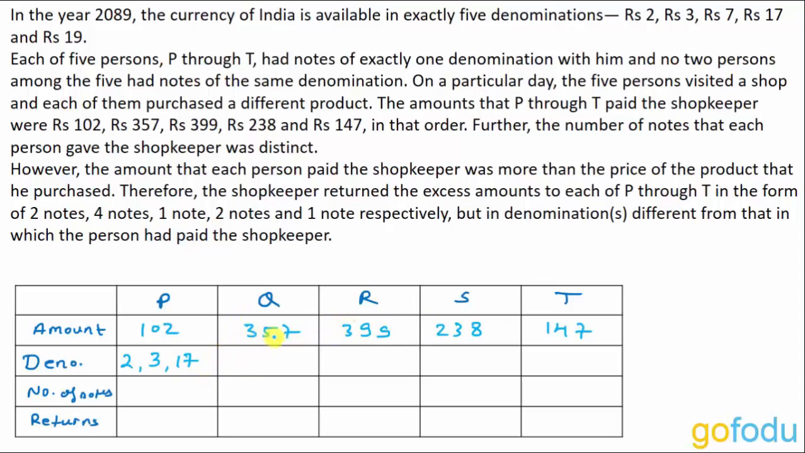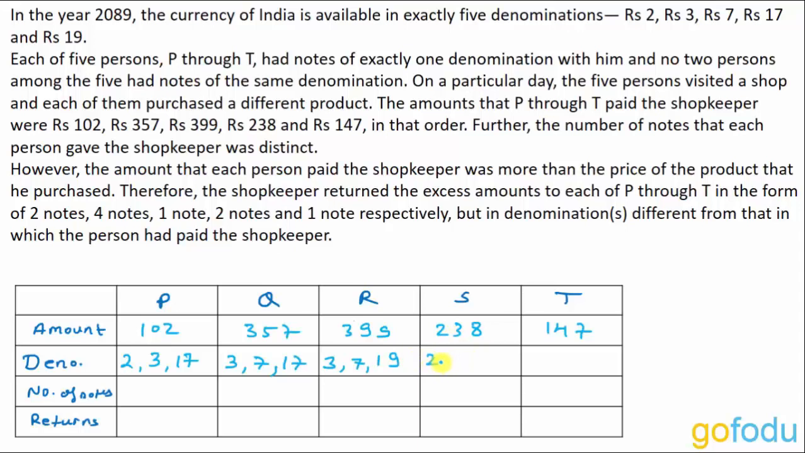For 357, 357 is not divisible by 2, but it is divisible by 3. It is divisible by 7, 51. Then it is also divisible by 17; 17 into 21 is 357. It is not divisible by 19 as 19 squared is 361. Now for 399, 399 is divisible by 3. It is divisible by 7 as well, but it is not divisible by 17, and it is divisible by 19; 19 into 21 is 399.